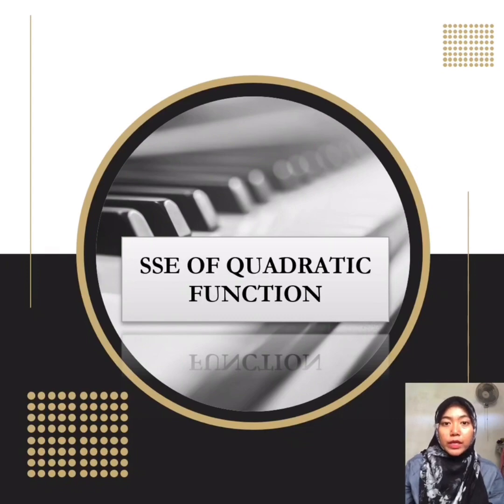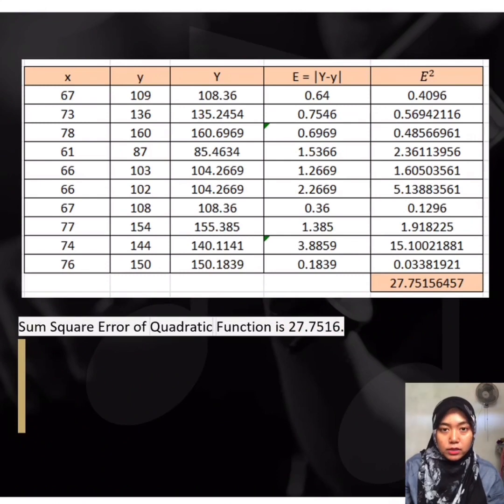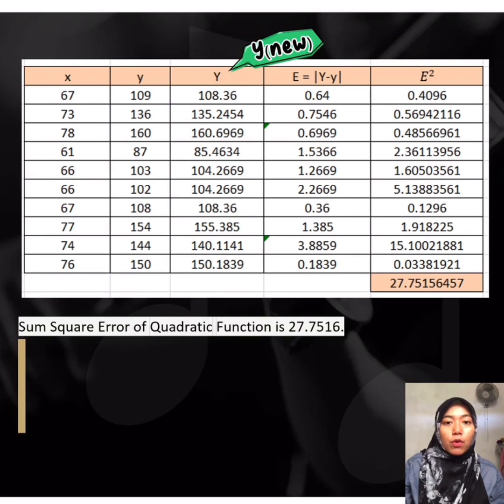To find the SSE, which is the sum square error, we need to find the new value of y first. The new value of y can be found by substituting the value of x into the quadratic function that we got earlier. Next, we find the absolute error, the new value of y minus y. Lastly, we find the SSE by totaling e to the power of 2. We calculated all the data in Excel, and the summation of SSE we get is 27.7516.